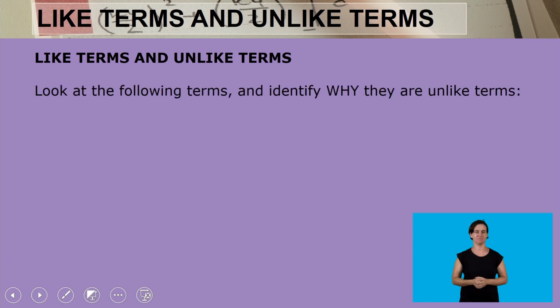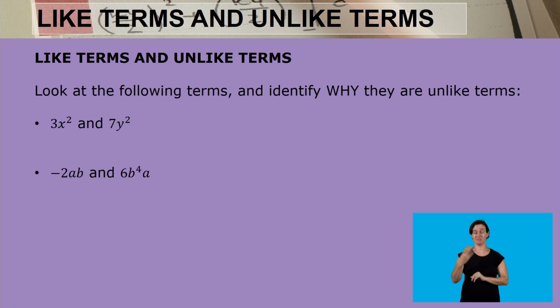Let's look at the following terms and identify why they are unlike terms. We have 3x squared and 7y squared. They both have squared, but they do not have the same variable. Then we have negative 2ab and 6b exponent 4 and an a. They have the same variables a and b, but the exponents to those variables are not the same. Yes, the a's have the same exponent 1, but the b's do not. Here we have an exponent 1, and in the second term we have an exponent 4. So they are unlike terms.